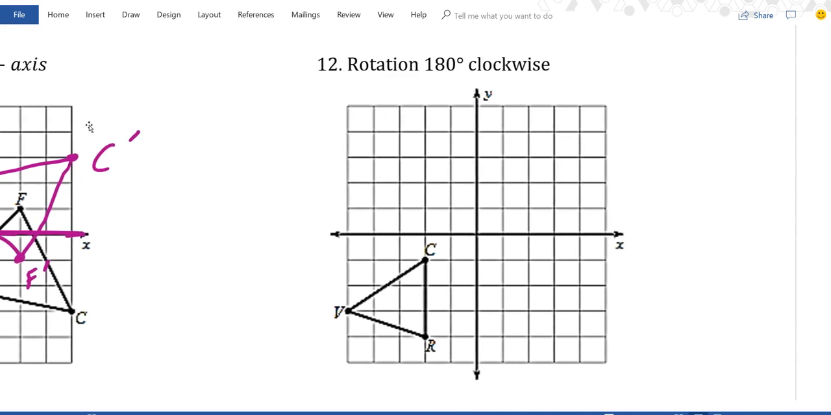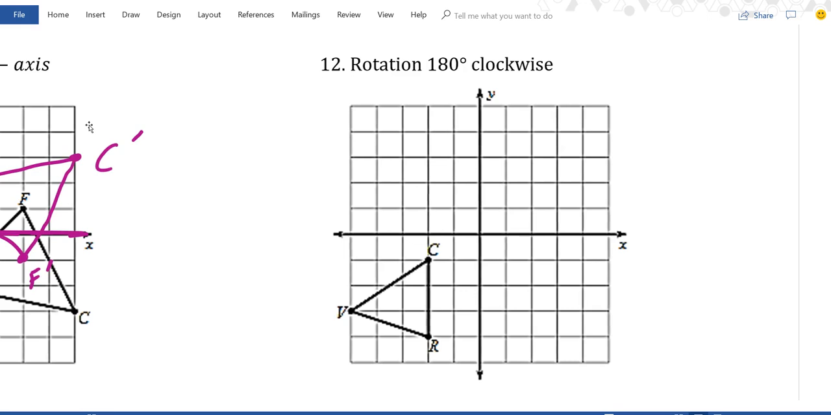Alright, 180 degrees clockwise. So again, when we do these, we want to make sure we utilize our rule. So I'm going to go ahead and write my rule down here. So x, y. And I'm doing 180 degrees clockwise. But we know with the 180, it doesn't matter if it's clockwise or counterclockwise. We have the same rule at play here, where we just switch the positivity and negativity of the ordered pairs. So let's go C, V, R. And again, you know that the order does not matter in which we do these.